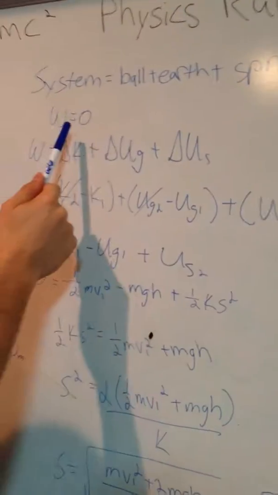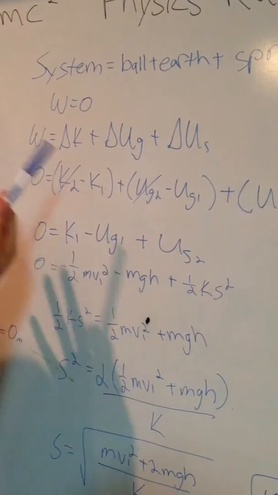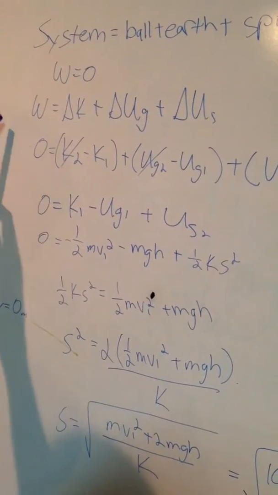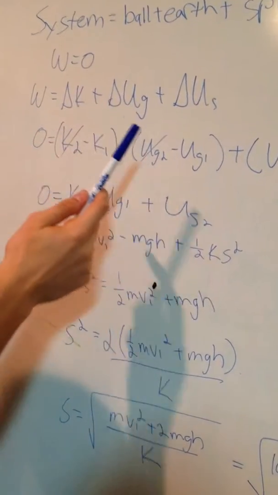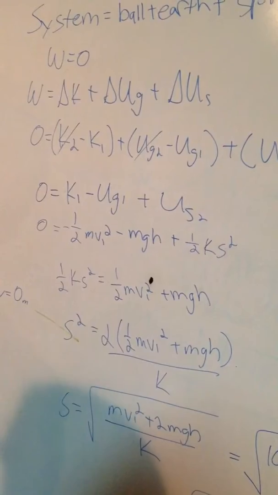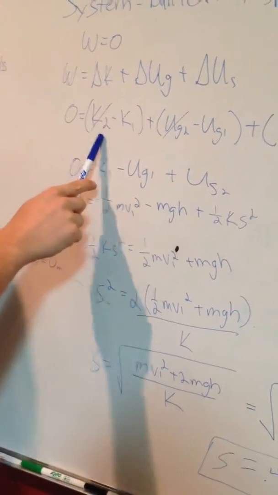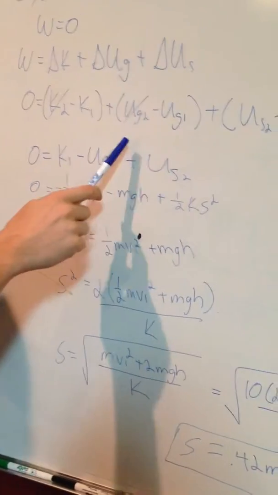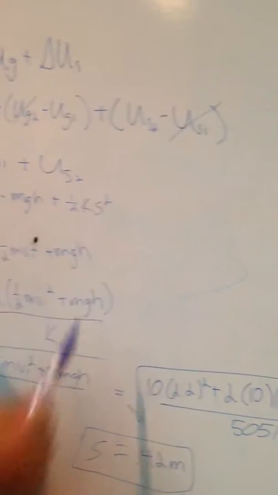The work done is going to be 0 because we included every object in the system. So the work is equal to the change in kinetic energy plus the change in gravitational potential energy plus the change in potential energy of the spring. And we know that the final kinetic energy is going to be 0, the final gravitational potential energy is going to be 0, and the initial spring potential energy is going to be 0.